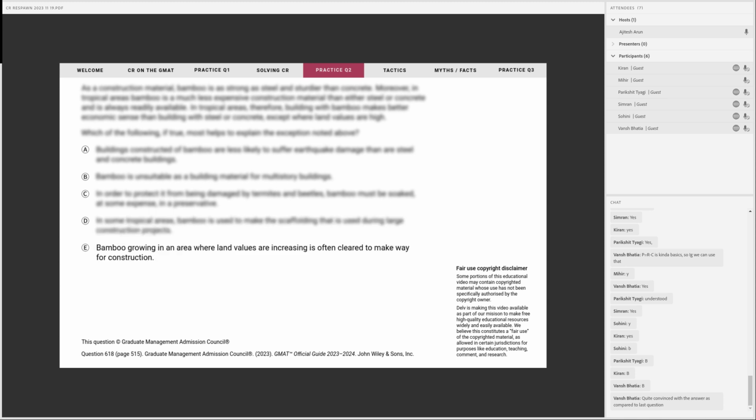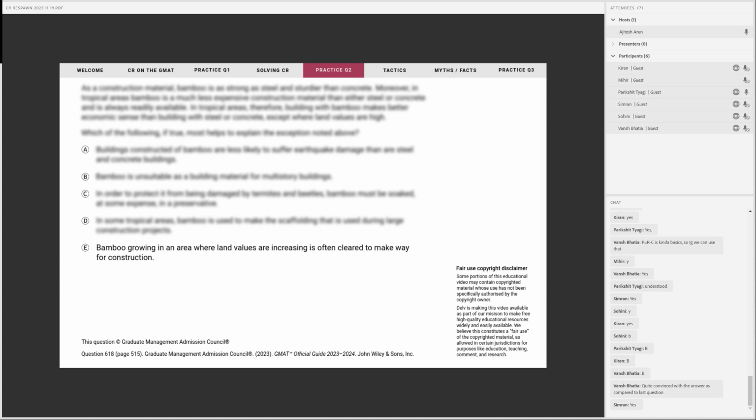Now, option E. Bamboo growing in an area where land values are increasing is often cleared to make way for construction. Did anybody find this option slightly tempting? Anyone? Or were we like, yeah, direct removal, this is out? Okay, Simran is saying yes to this, option E. Fair enough. Parikshit, I see that you've unmuted. Go ahead. For me, it was very much irrelevant for the specific answer you were looking for from the question. It has nothing to do with why steel and concrete is being used for high value lands. This explanation has nothing to do with it.